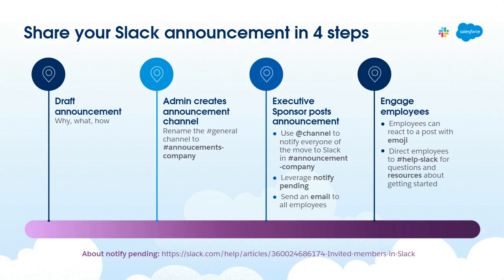As a safe catch, we do recommend, lastly, having the executive sponsor send out the same announcement to your employees through email, just to ensure everyone does see the message. For step 4, we want to engage employees, and they can react to this message with emojis. Ensure you direct employees to a help channel like help-slack for any questions or hyperlinked getting started resources.